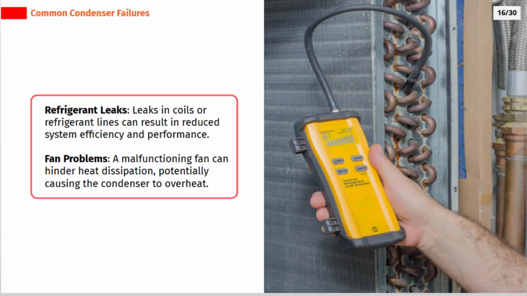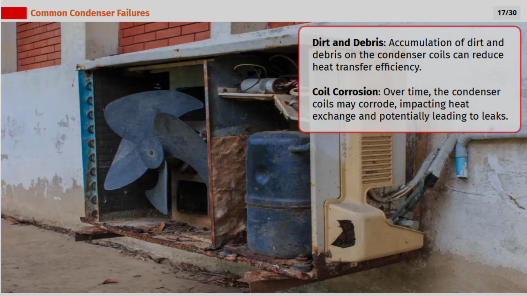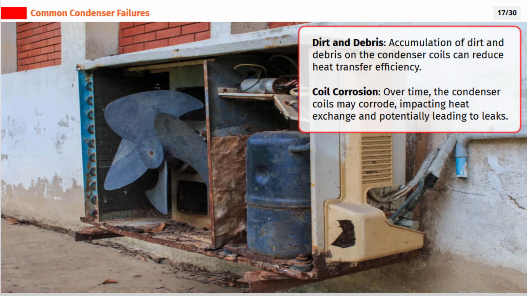Refrigerant leaks. Leaks in coils or refrigerant lines can result in reduced system efficiency and performance. Fan problems. A malfunctioning fan can hinder heat dissipation, potentially causing the condenser to overheat. Dirt and debris. Accumulation of dirt and debris on the condenser coils can reduce heat transfer efficiency. Coil corrosion. Over time, the condenser coils may corrode, impacting heat exchange and potentially leading to leaks.